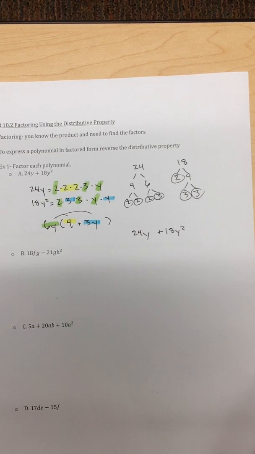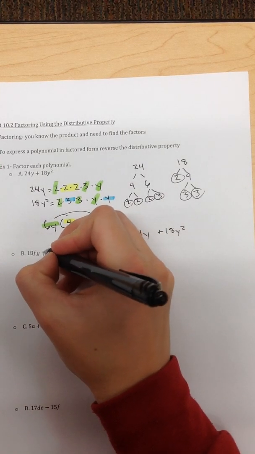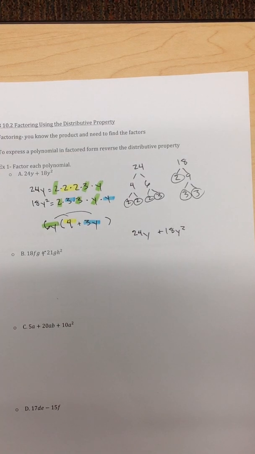Okay, so same thing we're going to do with the 18FG, and then I'm going to think of this like a negative 21GH squared. You could think of it as subtract or negative. It doesn't really matter either way as long as you include it.